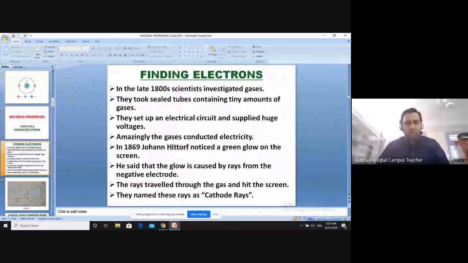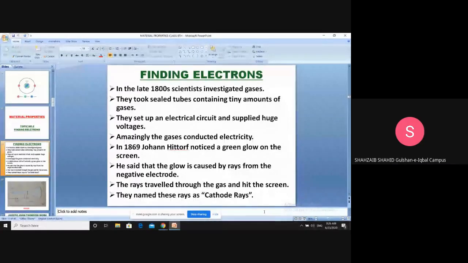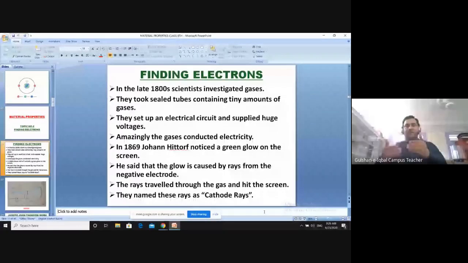He said that the glow is caused by rays from the negative electrode, from the negative side. When these rays are emitted from the negative side, they strike the positive side, and on the positive side they glow. Those rays were known as cathode rays. The scientists named these rays cathode rays. Cathode rays were negative particles emitted from the negative plate, going and striking the positive plate. This was the experiment.